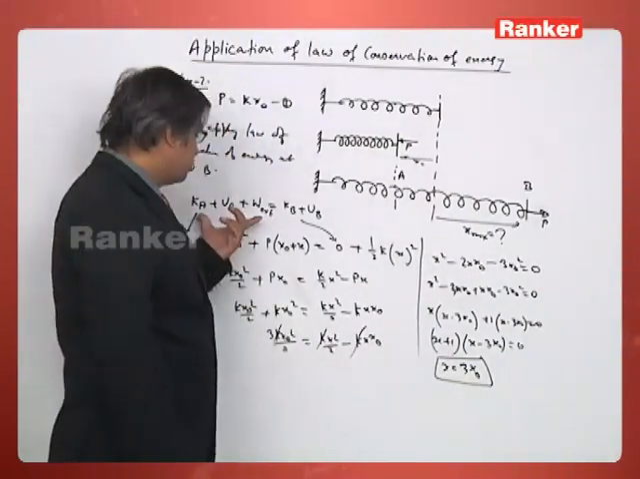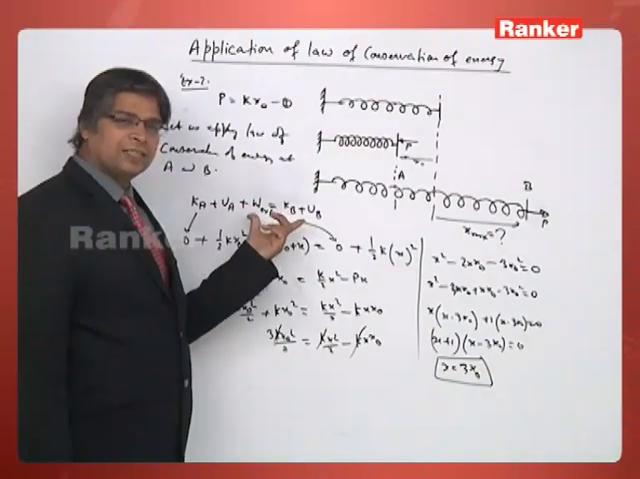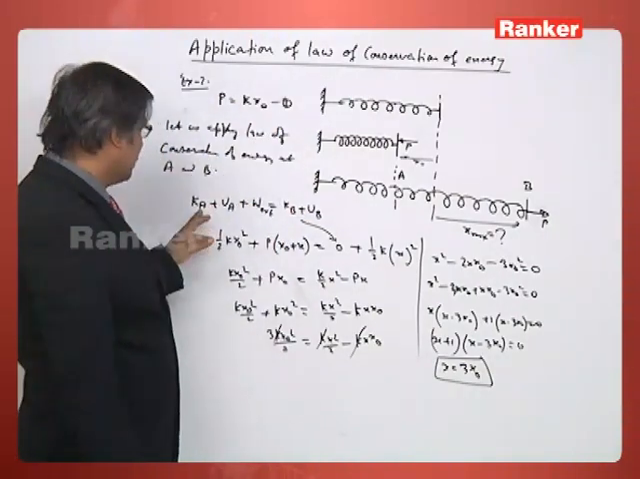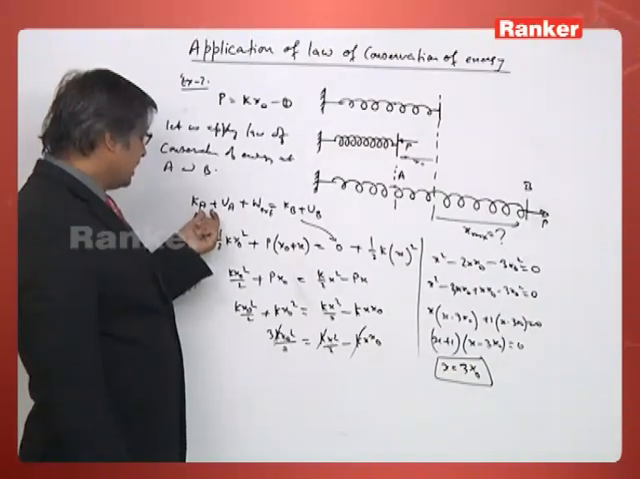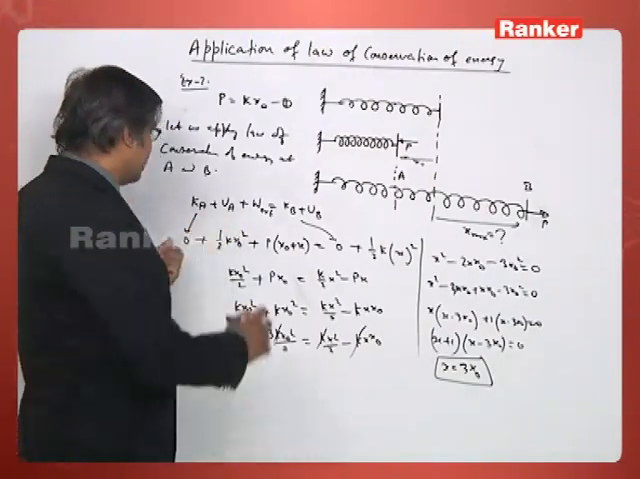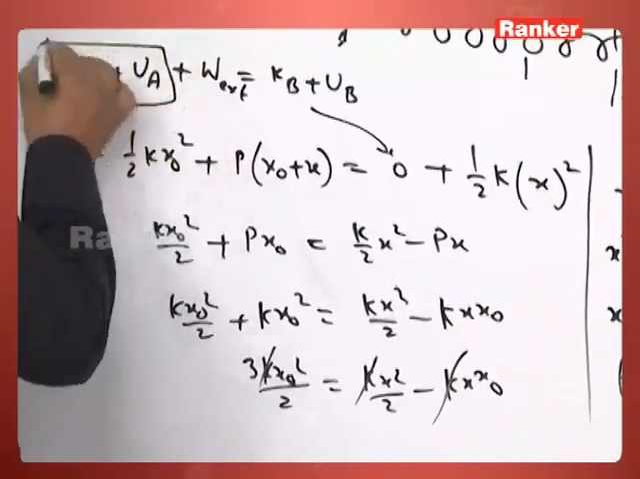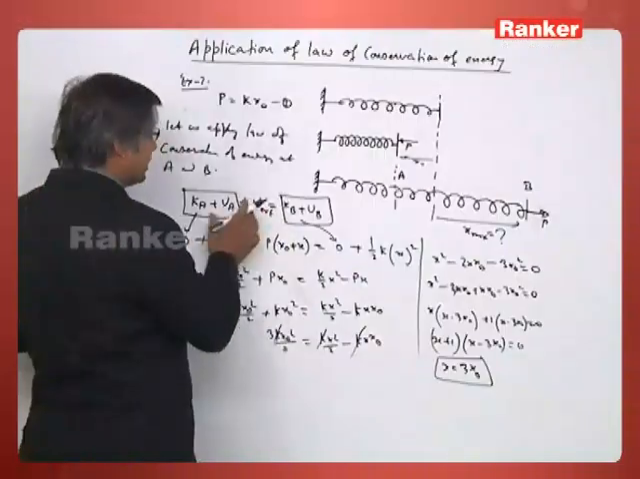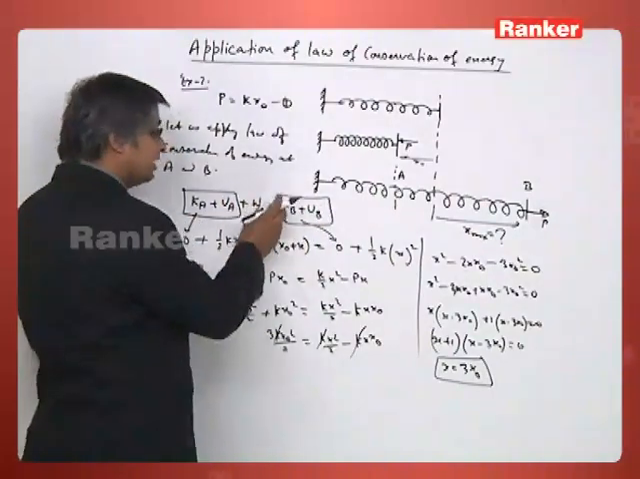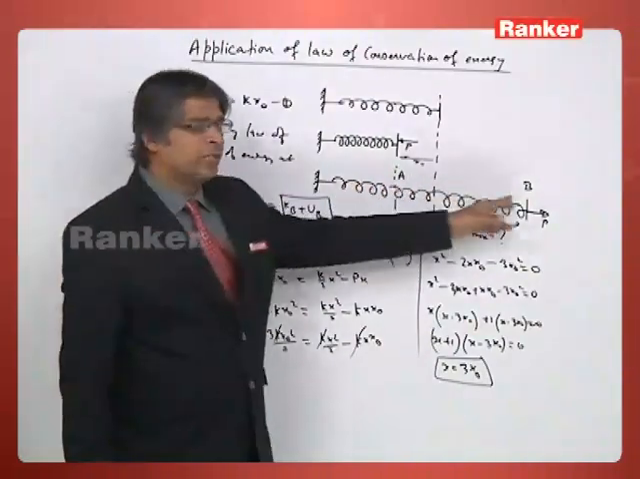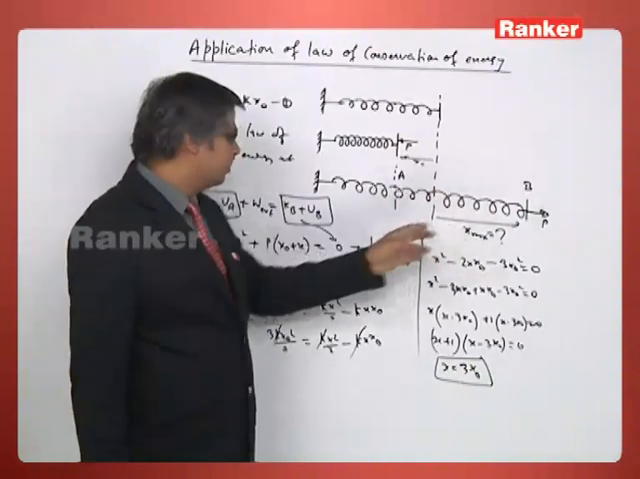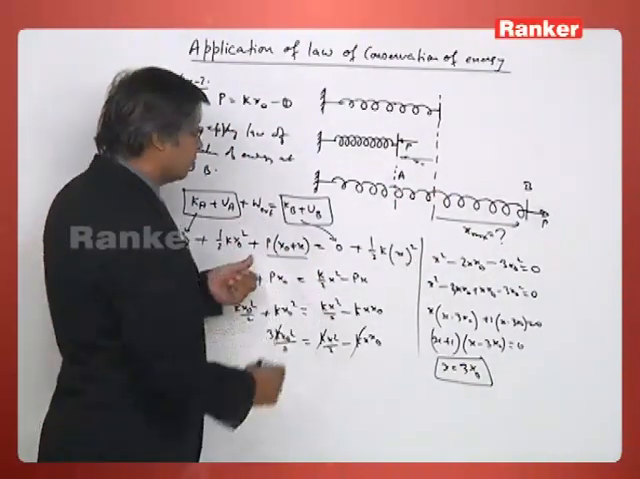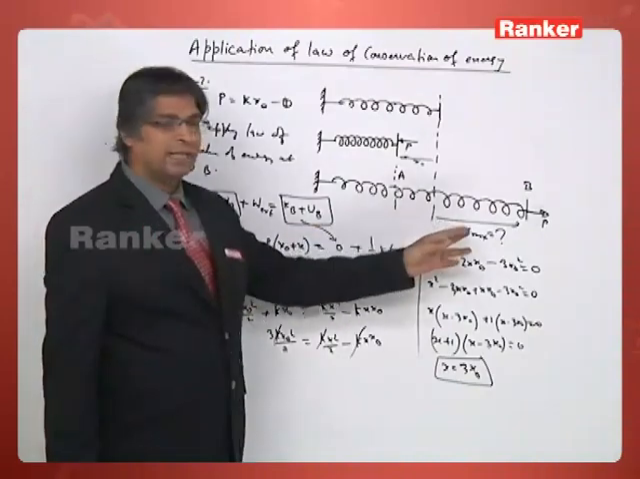So here I have used the general work energy theorem, or the general law of conservation of energy. If there is initial energy in the system and this is the final energy in the system, and there is no work done, then this is equal to this. But if there is work done, so P is doing extra work from A to B, that extra work has to be taken care of, and so we get x is equal to 3 x naught.